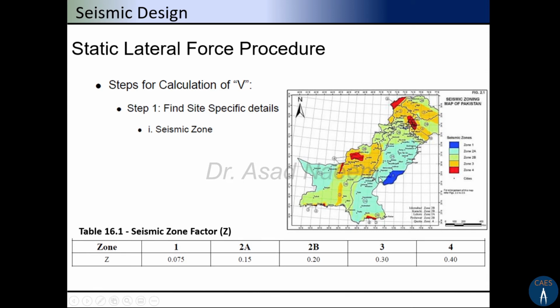This map shows the different seismic zones of Pakistan, and the red ones are seismic zone 4, and this orange or yellowish type shows zone 3, and green shows the part of the country which is in zone 2B, and similarly zone 2A and zone 1, which is the least seismic zone. And regarding these zones, we have different Z factors, which are shown in this table 16.1.